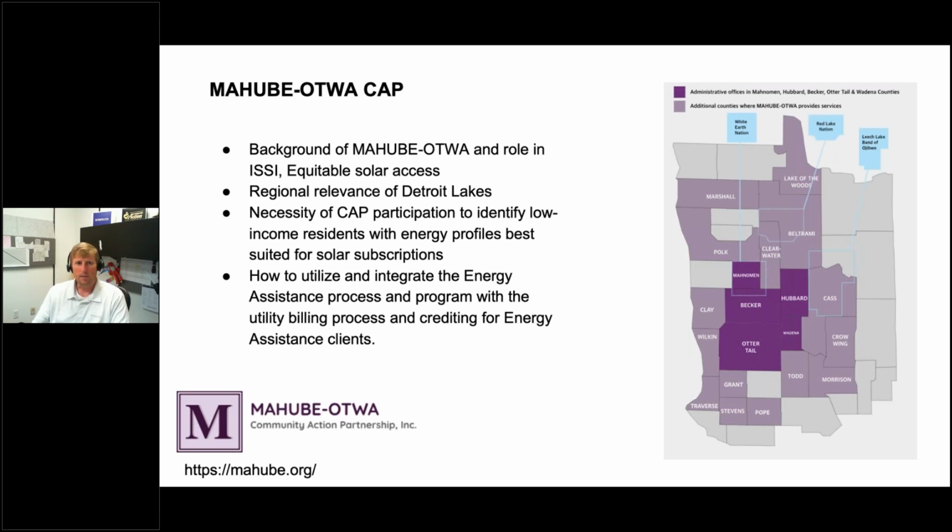Zooming in a little bit closer, we're really looking at Detroit Lakes and the Detroit Lakes Public Utilities territory, which is in Becker County. Part of what we do is energy assistance, and overall, in all of our counties, we have about 5,500 to 6,500 annual energy assistance households, trying to make the most impact. And that's what we're trying to do here with the community solar program.